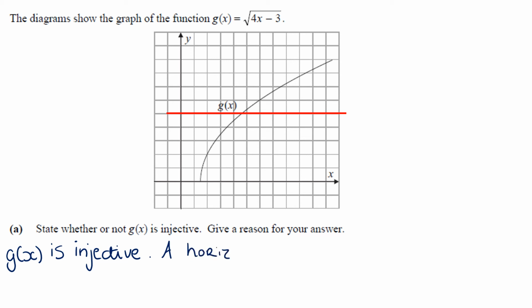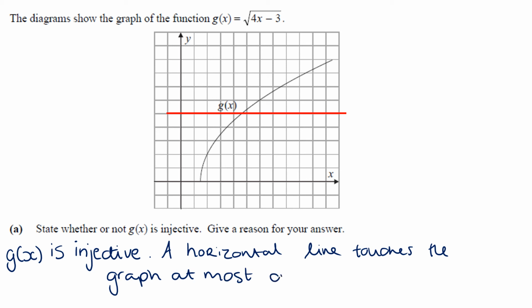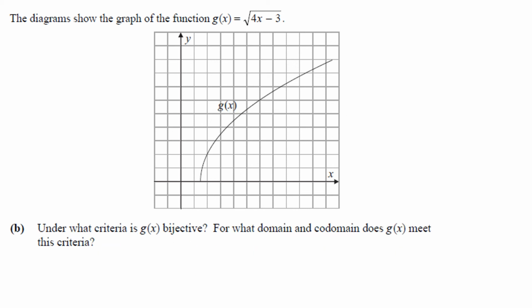So a horizontal line touches the graph only once. So we say at most once. So it's okay if it doesn't touch it at all, and there are areas in the graph where that will happen, but as long as it doesn't touch it more than once, so at most once, then we're good for injective.